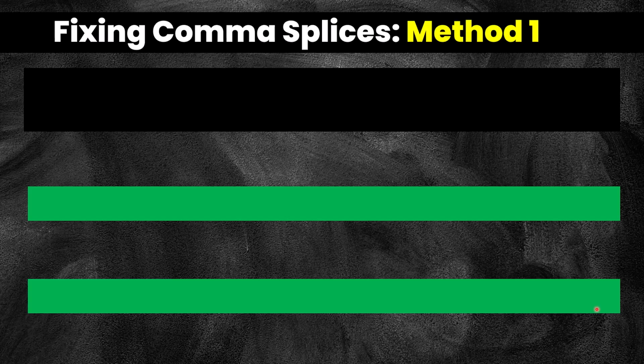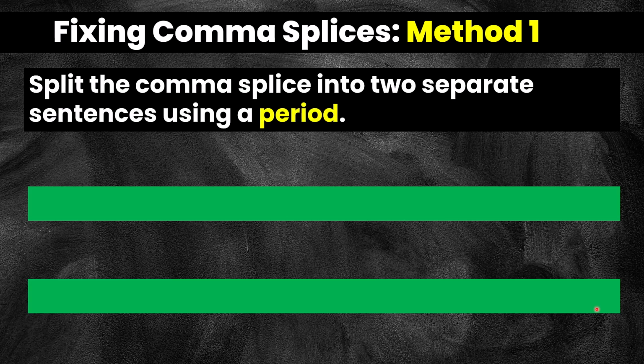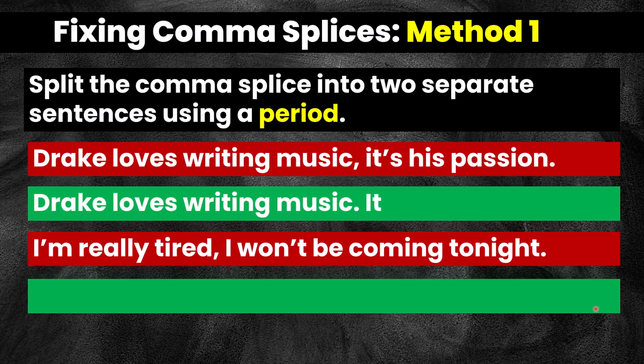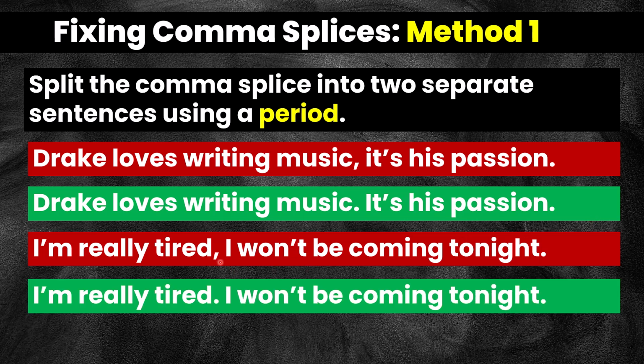Let's talk about the first method. You can split the comma splice into two separate sentences using a period. So all we have to do is add a period after "music" and then capitalize the first letter of the next word in the following independent clause. Drake loves writing music. It's his passion. This is now correct. In the second example, we have the pronoun I, which is always capitalized, so we just have to add a period.